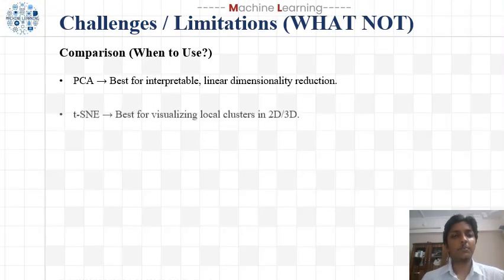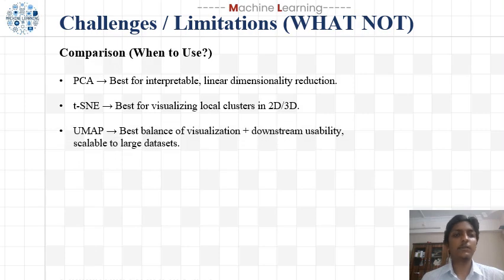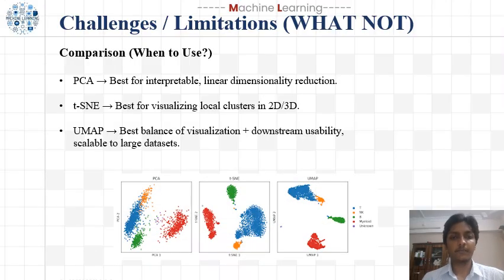Now, let's compare these three methods. First, PCA is best for interpretability, linear dimensionality reduction. t-SNE is best for visualizing local clusters in 2D or 3D. And UMAP is the best balance of visualization plus downstream usability, scalable to large datasets. Here you can see the differences between PCA, t-SNE, and UMAP.